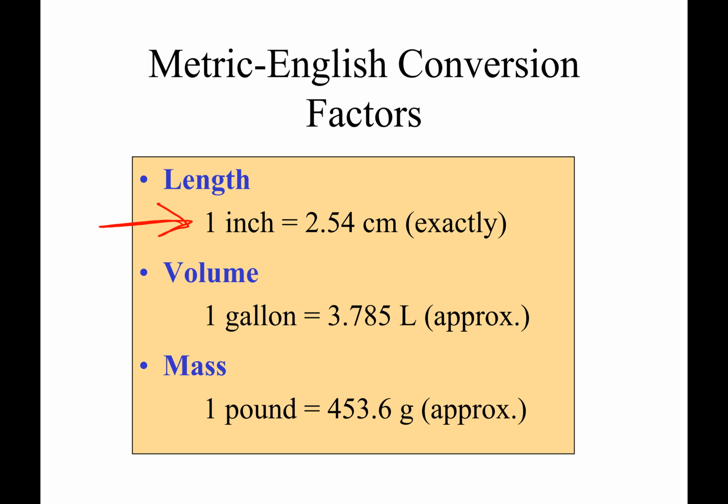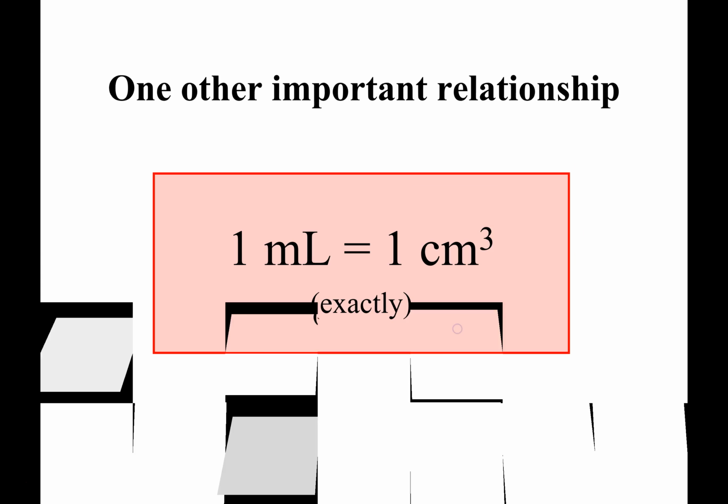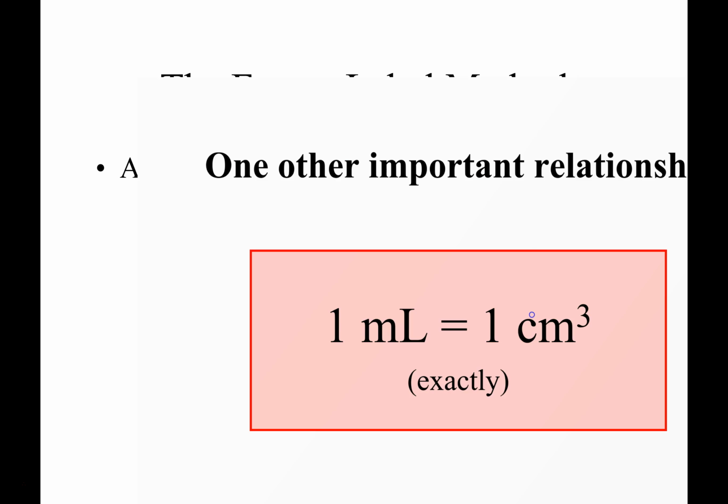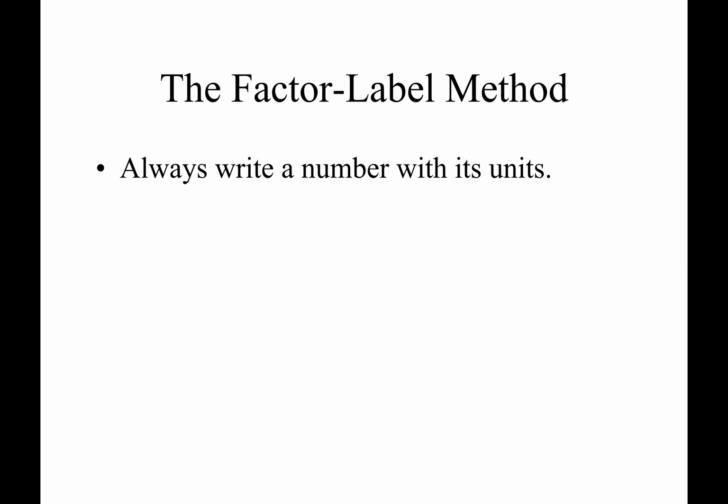So these actually are what we call the metric English relationships, for length, volume, and mass. How about this one? Do you have to memorize this one? Within the metric system, 1 milliliter is exactly equal to 1 centimeter cubed. Very good. So there's kind of 3 steps. They don't go in order necessarily, but 3 aspects to this factor label approach to working problems.